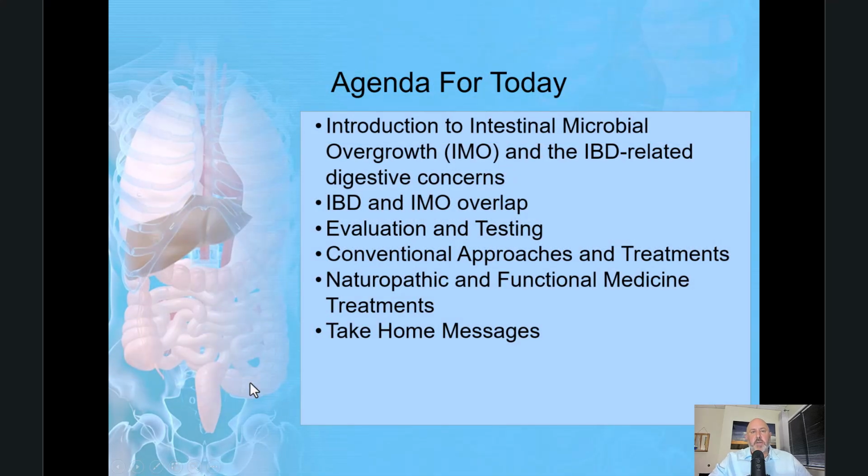Here is the agenda for today. My goal is to explain what intestinal microbial overgrowth is, how it relates to IBD, how to get evaluated and properly tested, give you an overview of treatments, both conventionally and naturopathically, and provide you with a perspective that hopefully empowers you and does not overwhelm you and gives you some agency and tools to discuss with your gastro team to help with better managing your care.